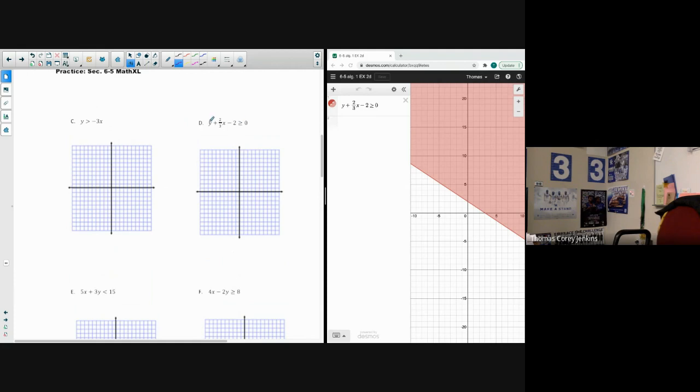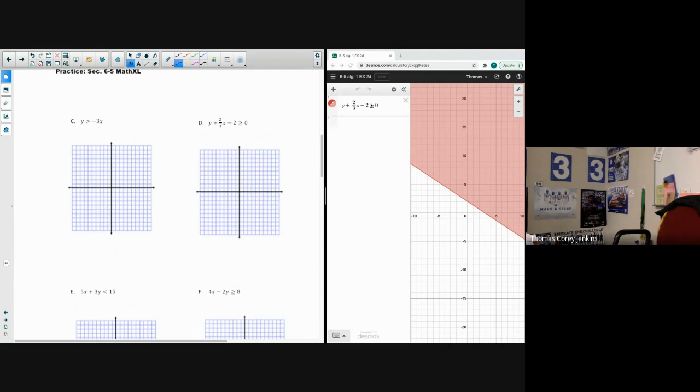So we notice y is not by itself here. So this may be one where it's good to talk about Desmos. Notice I typed it in just like I saw it: y plus 2/3, that's just 2/3, it'll make it into a fraction for you, x minus 2, and then greater than or equal to on Desmos. You guys will have questions, but literally you just type greater than and then equal, and it'll make a greater than or equal to, and then 0.